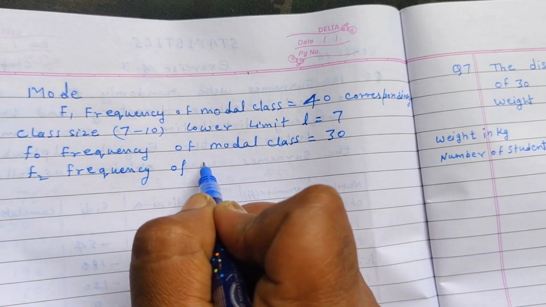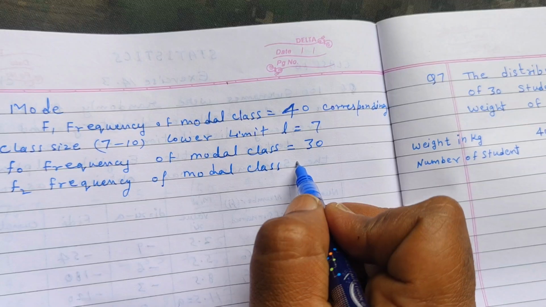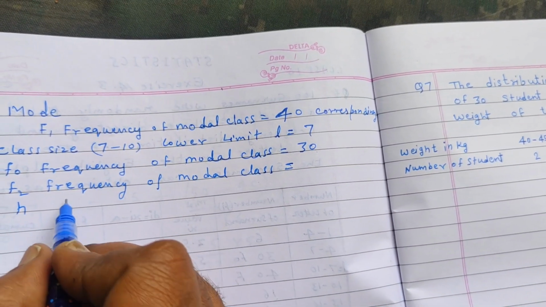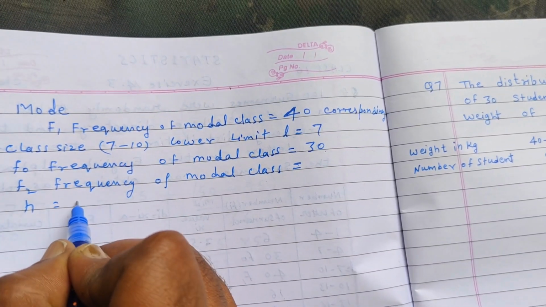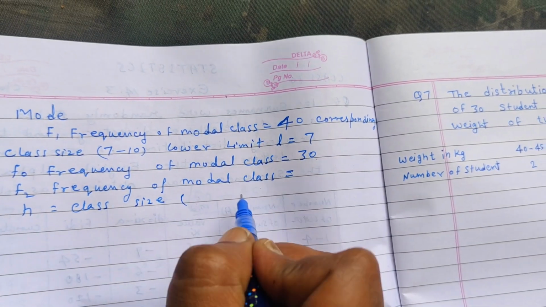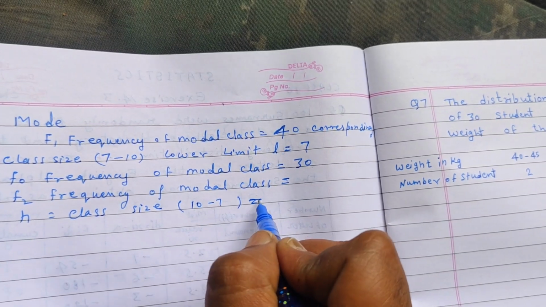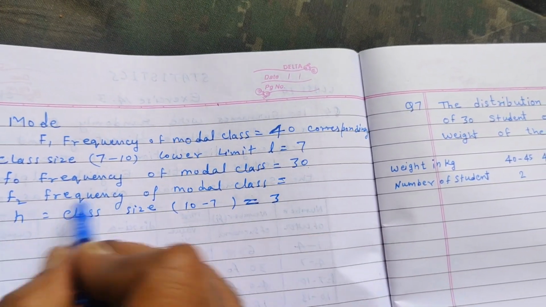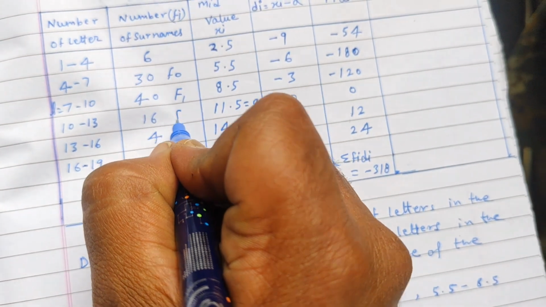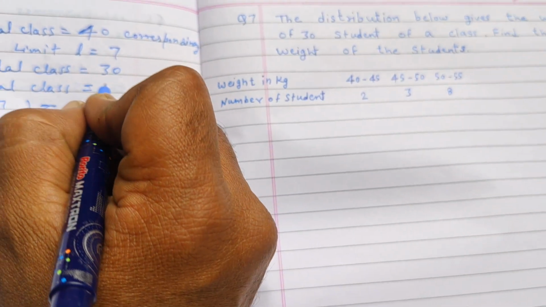Then f2, the frequency of the modal class, is here, and h is the class size. 10 minus 7 is equal to 3, and f2 is here, f2 is 16. And 10 minus 7 gives 3, f2 is 16.